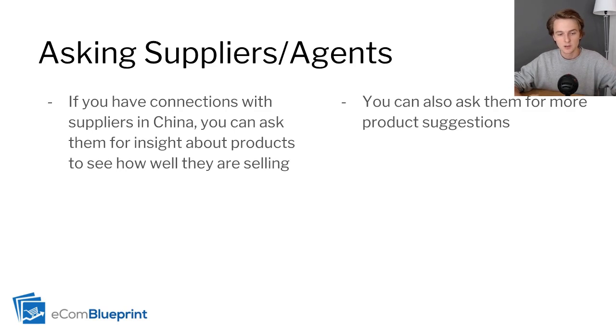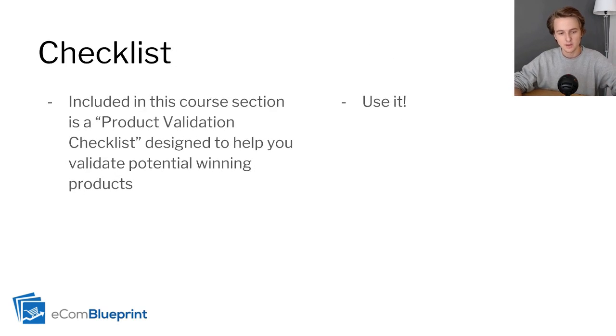And so you can combine that data, then go on AliExpress and see what the total amount of orders per day is as far as you know, and then combine that with the trend. When you put everything together, you get a clear picture of whether or not it's a good product to jump into. So I did include a checklist for product validation, and make sure to use it.